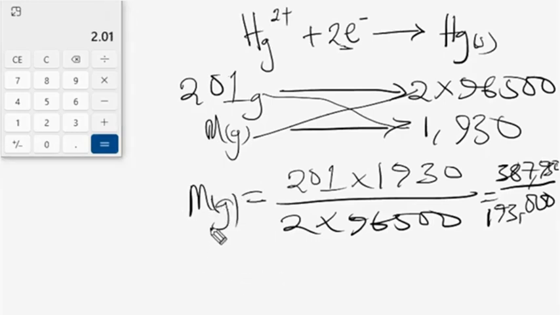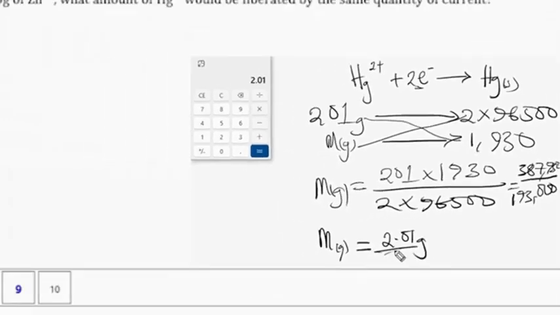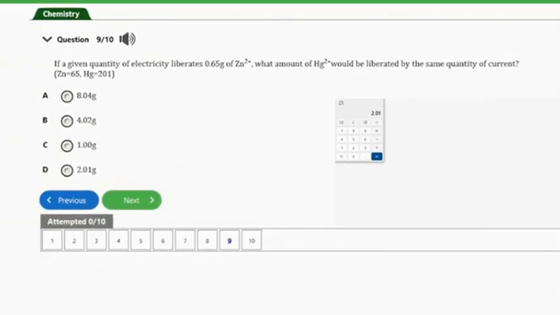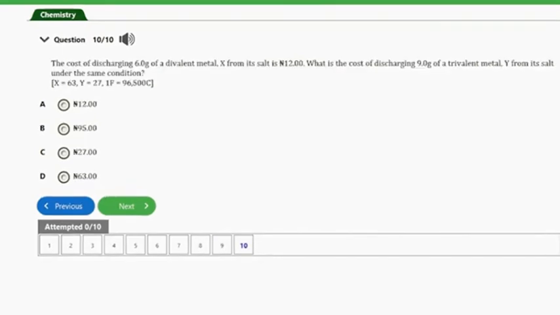So the mass of this in grams, or the mass of mercury in grams, that will be liberated by the same quantity of current, is going to be 2.01 grams. So guys, that's the answer to this question, and over here that's option D. So we are wiping this off, and let's consider the next and the last question here, and that's question number 10. Guys, we're coming to the end of this video.